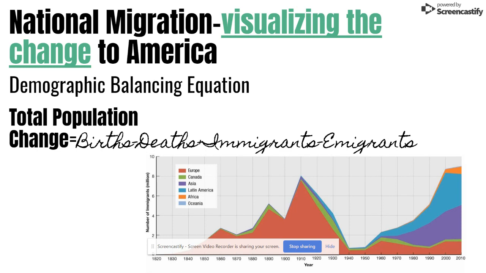What we also know, however, is that the birth rate and the natural increase rate in America is relatively low. So, why is our population so large? We have to look at net migration. So when we look at the demographic balancing equation, we can understand population change by looking at the births minus the deaths. That would give us natural increase rate.